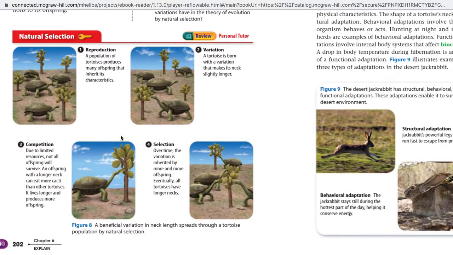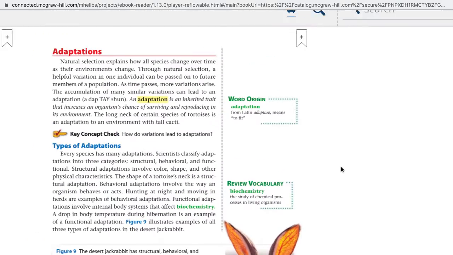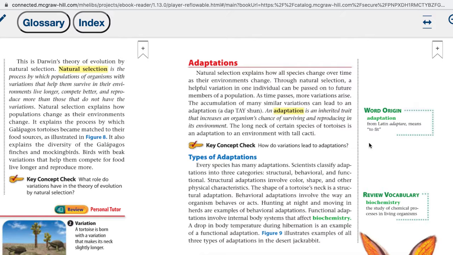Okay, so we left off talking about Charles Darwin and his theory of natural selection, and how natural selection consists of 4 parts. Reproduction, variation that exists, so some slight difference. That difference gives them an advantage for that competition, so they live longer, survive, reproduce, and pass on that trait. Then over time, you might see tortoises with longer necks. So, adaptations.